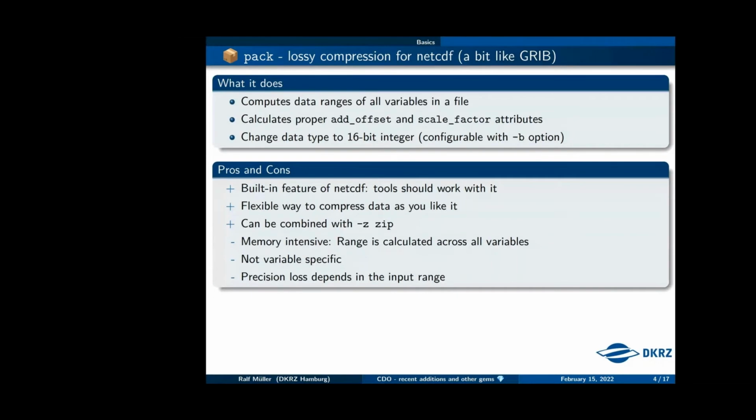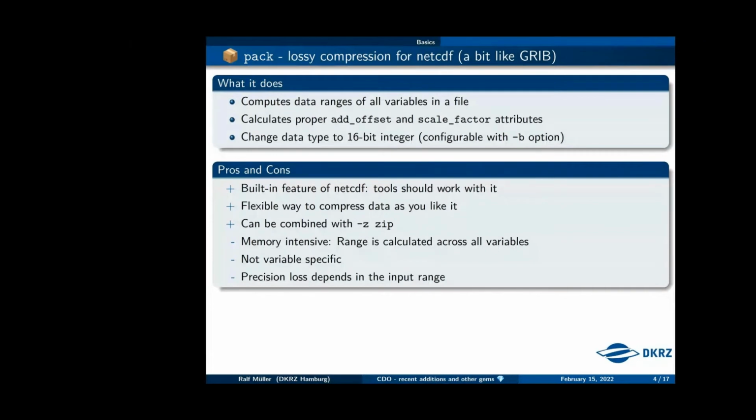The only drawback is that it's very memory expensive because for computing an offset and scale factor, you need to know all the data that's in a file, or whatever part of the data you selected, with select probably. So you need to read in everything and compute the global range of everything. So it's not variable specific. This is one of the disadvantages compared to grip, where you have that kind of compression per record, so even below the variable level. It's really one horizontal record that's getting compressed.